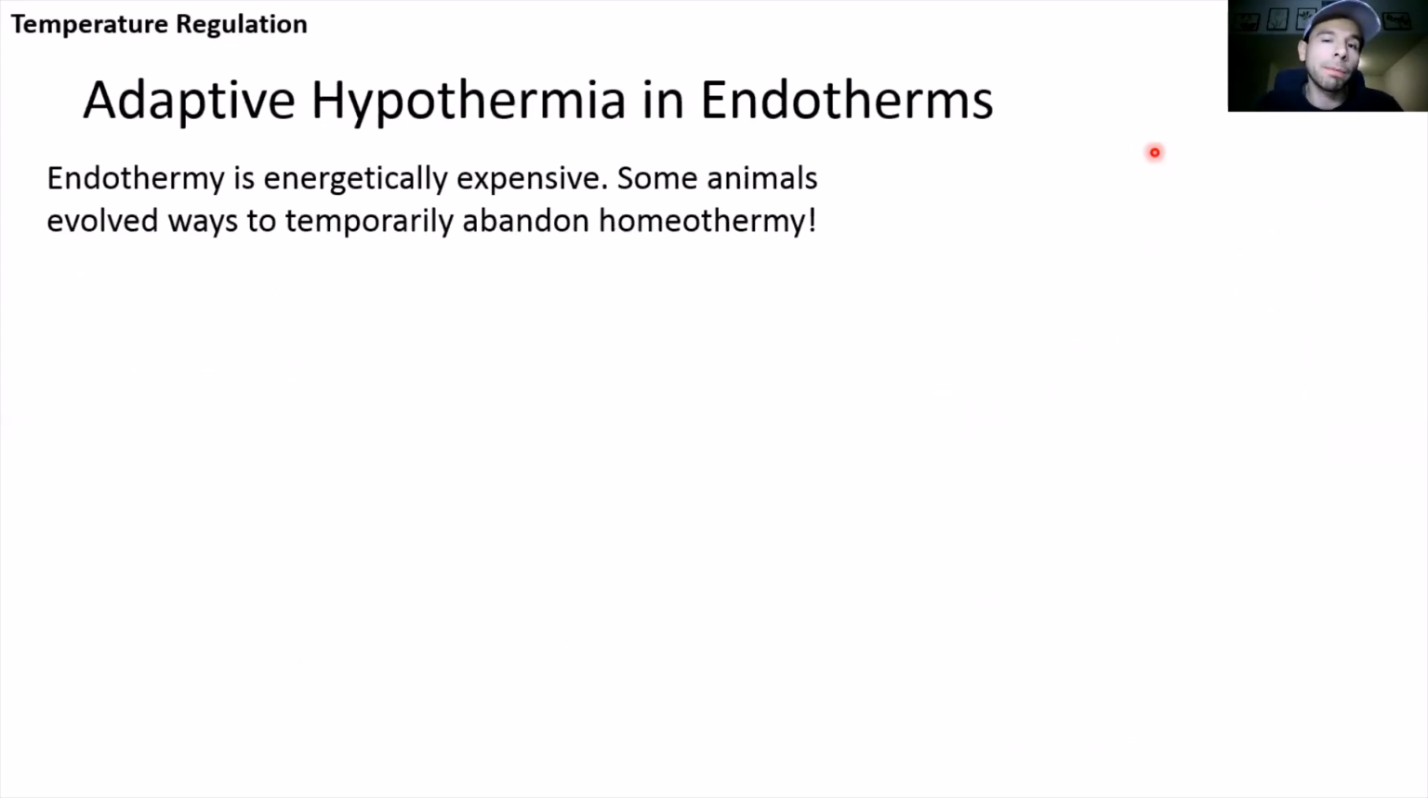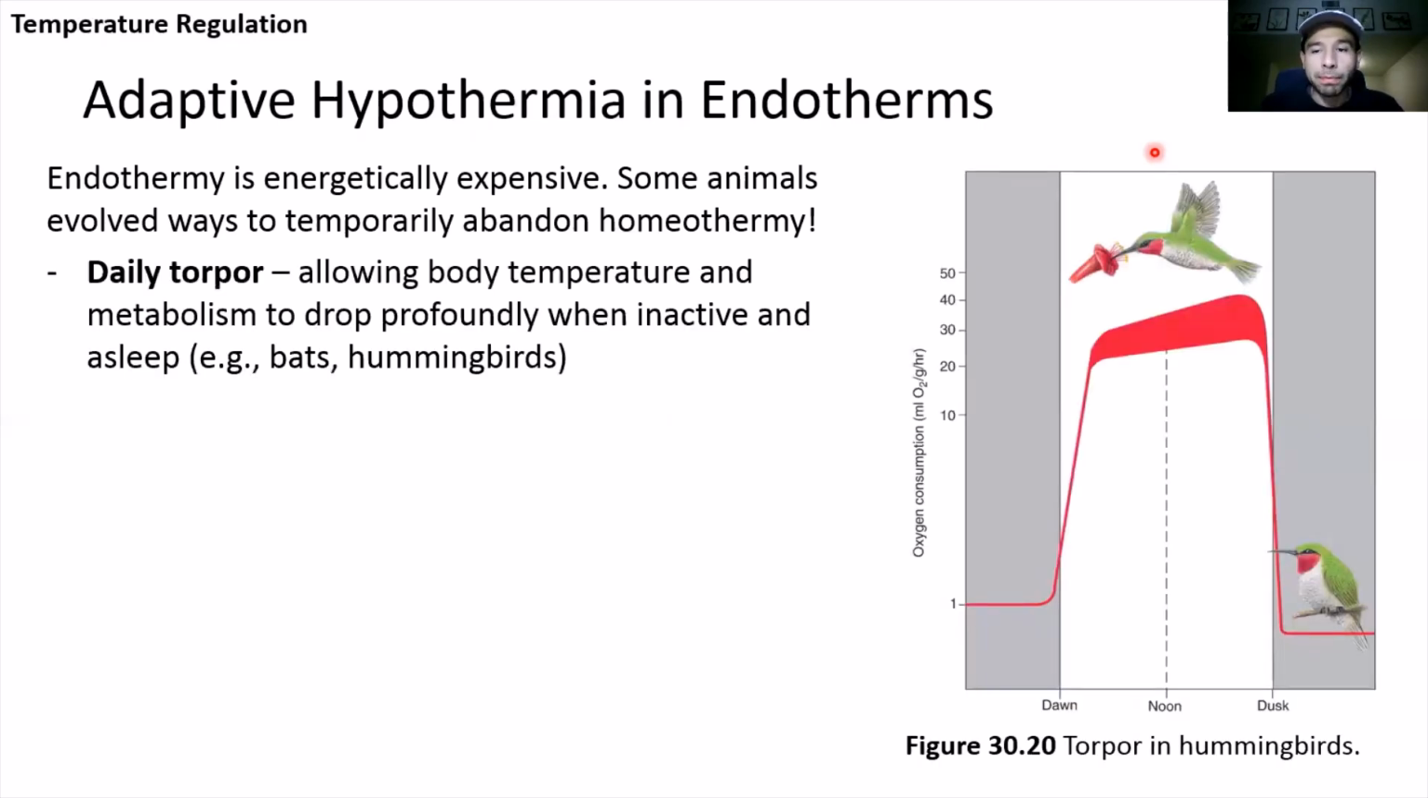Now, sometimes animals completely abandon homeothermy because being an endotherm is very energetically expensive. For example, hummingbirds will dramatically drop their metabolism when they're not active. So here in this graphic, we see on the y-axis the oxygen consumption as a measure of metabolism. And when the hummingbird is active in the daytime, it has a high metabolism, high body temperature. When it's inactive at night, it has a very low metabolism and low body temperature. Bats also tend to do this, and this is called daily torpor.